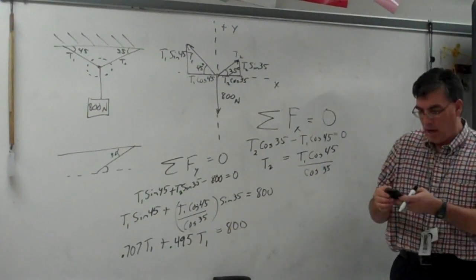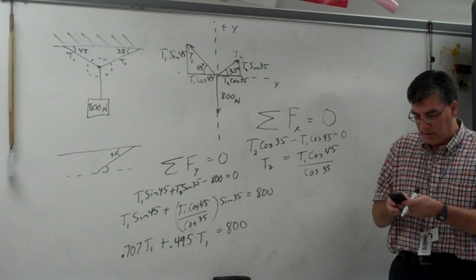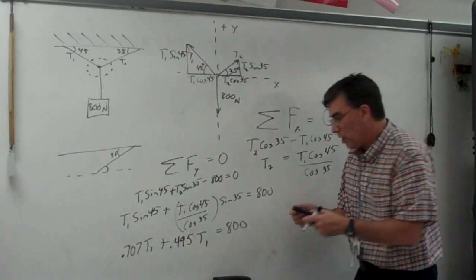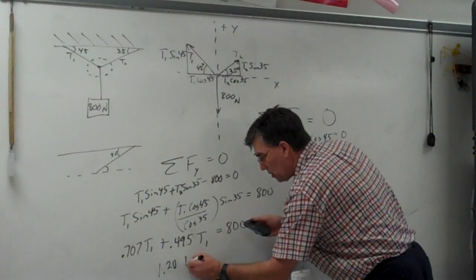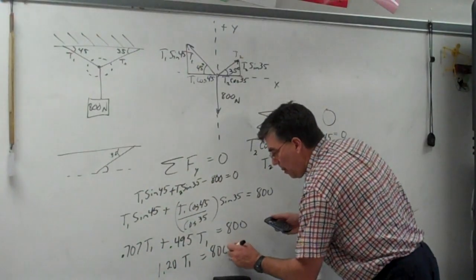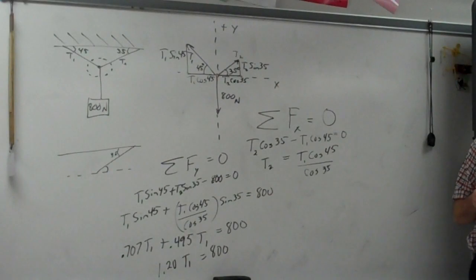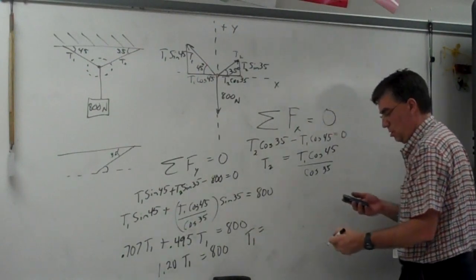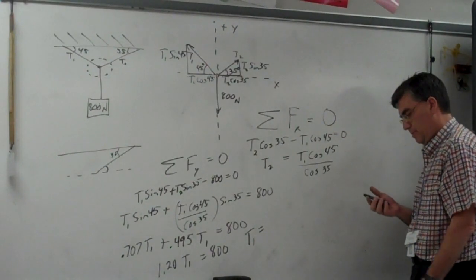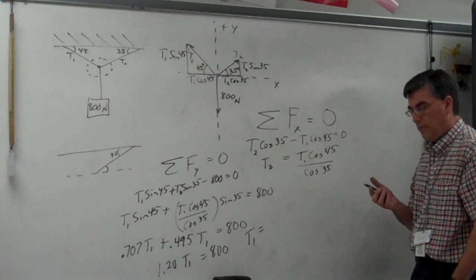So now you add those two together, 0.495 plus 0.707, and you get 1.20 T1 equals 800, and now T1 equals what? I got this, guys. Here we go. 640. Anyone else have it?